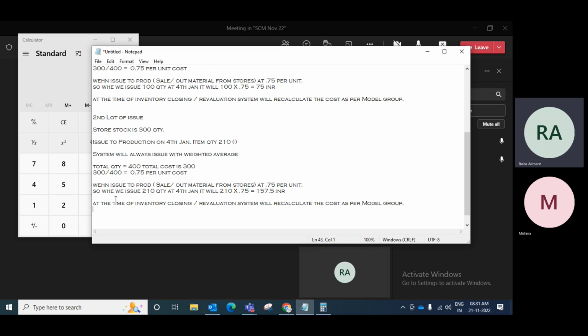Now at the time of inventory closing, what will happen for this 210 quantity? How much was remaining? First we will revalue this 100 quantity. So first lot of 100, the issue was 100 quantity. That cost will now be 100 into 90.